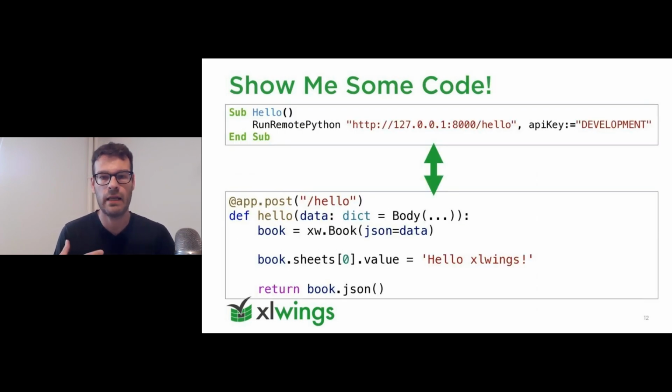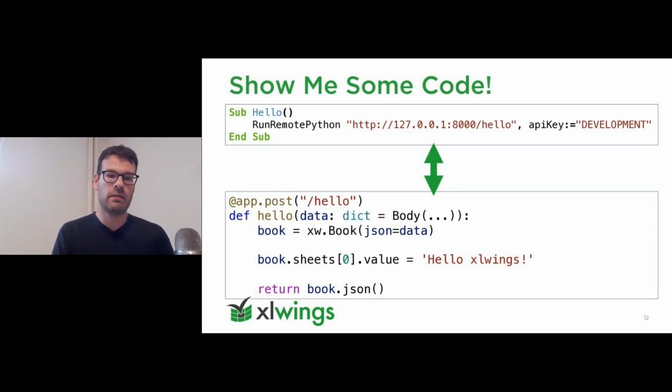And so in a bit more detail, to give you a quick preview of the code, it is basically the previous slide, transferred to a bit of code. This is how it works. On the VBA side, you're going to be using the RunRemotePython call, giving it the endpoint of your web server and potentially an API key. And then on the server side, within your web framework, you just have to wrap your xlwings magic into a new way of instantiating a book object here.